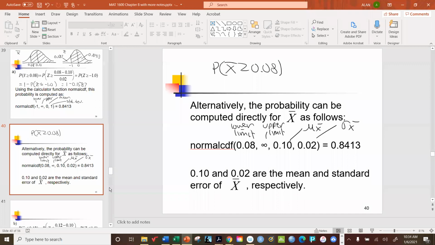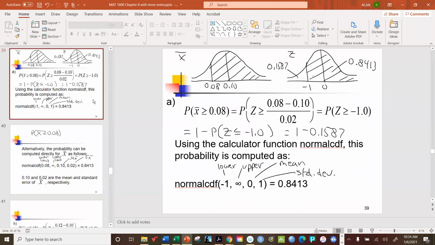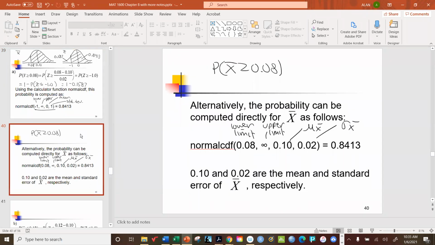So you've got a couple of options here. Once you have the Z-score, you can use the table. You can plug those numbers into your calculator with normal CDF, or you can just take the original data and use that with normal CDF. Either way, you'll get a probability of 0.8413 or 84.13%. All right.